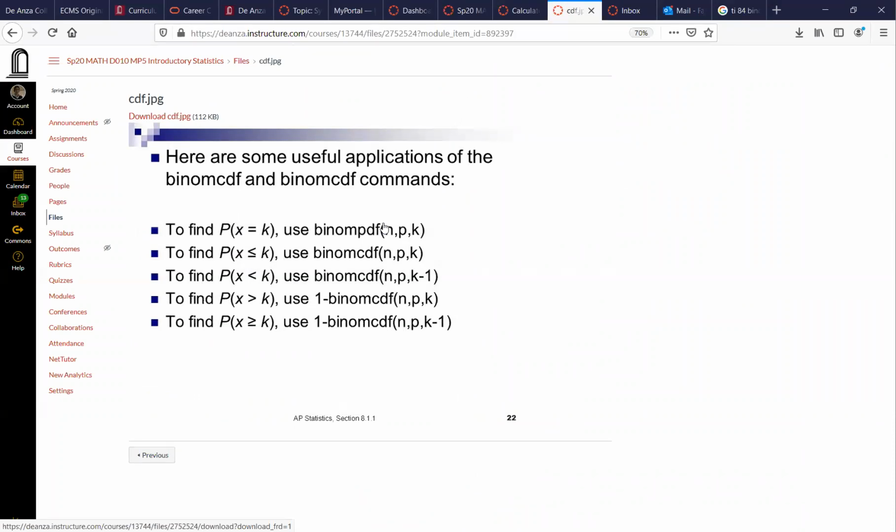If it says, find the probability that X is less than or equals to, guys, listen carefully, find the probability that X is less than or equals to a number, instead of using PDF, you have to use CDF.